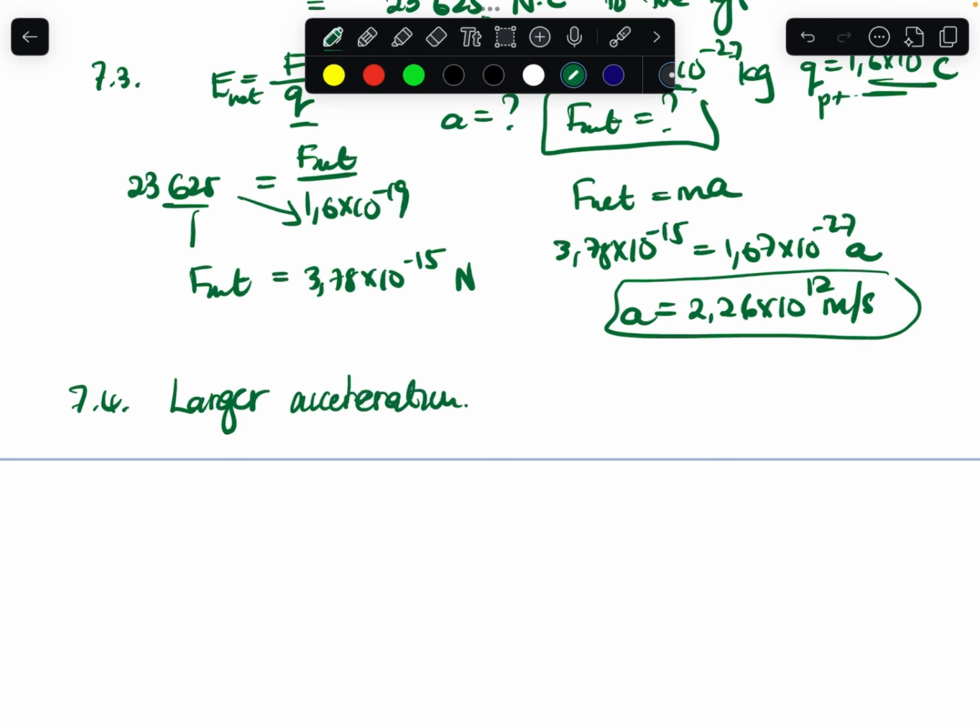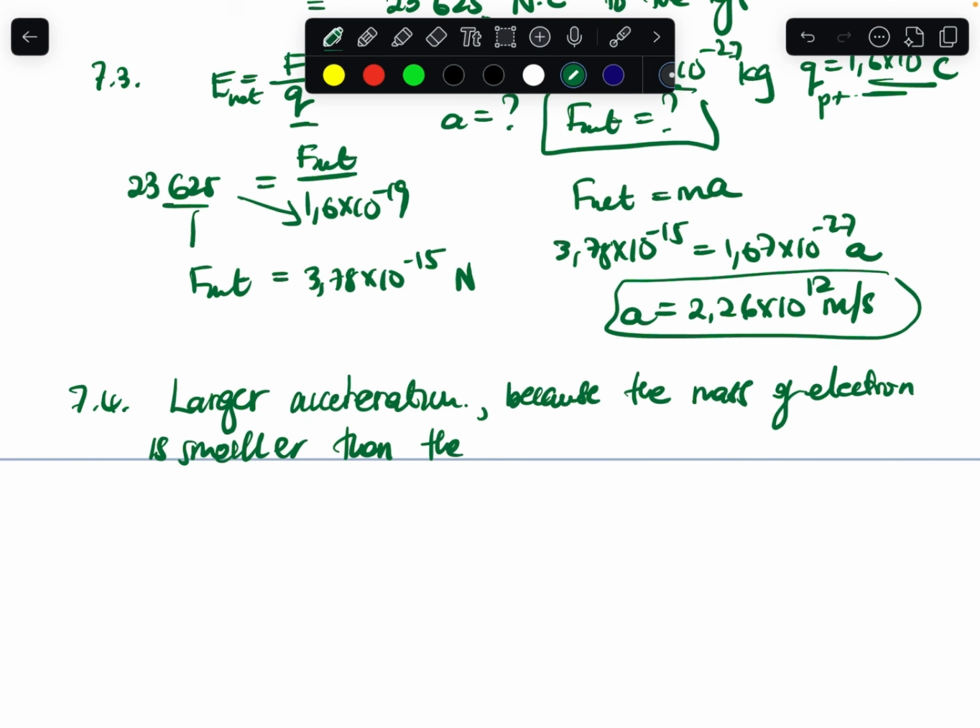Why is it going to be in a larger acceleration? Because the mass of the electron is smaller than the proton. So the smaller the mass, the larger the acceleration. From this, that says acceleration is inversely proportional to the mass. The smaller the mass, the larger the acceleration.